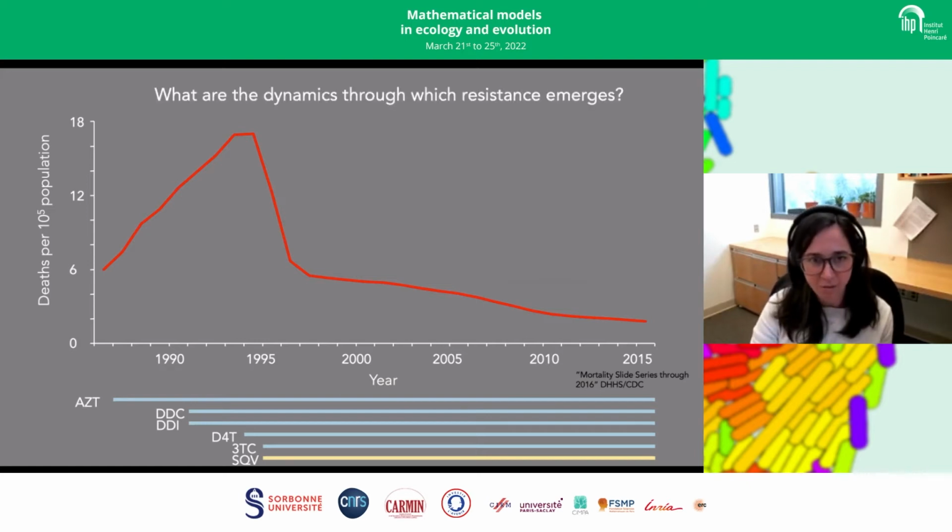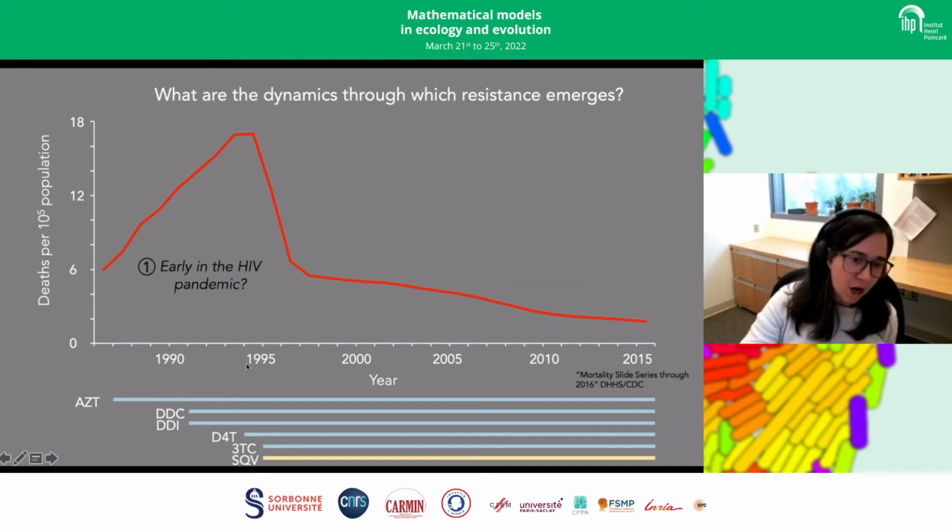So what I want to do today is just briefly take you through a few stories of the dynamics through which resistance emerges within individuals treated with ART, and try to highlight some of the things that we're still working on and some of the places where we still feel that mathematical modeling has a big role to play in helping us better address this major problem in human health.